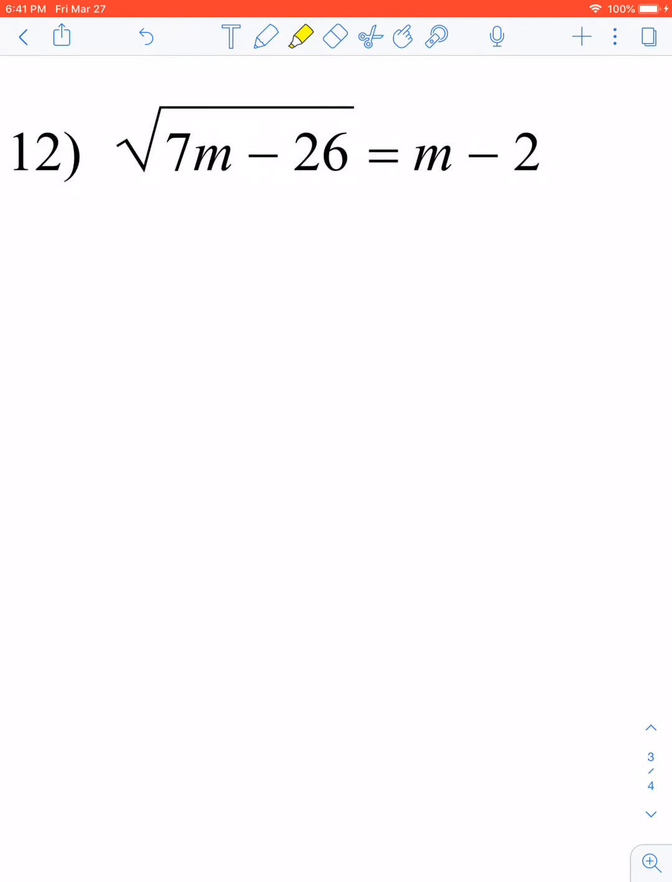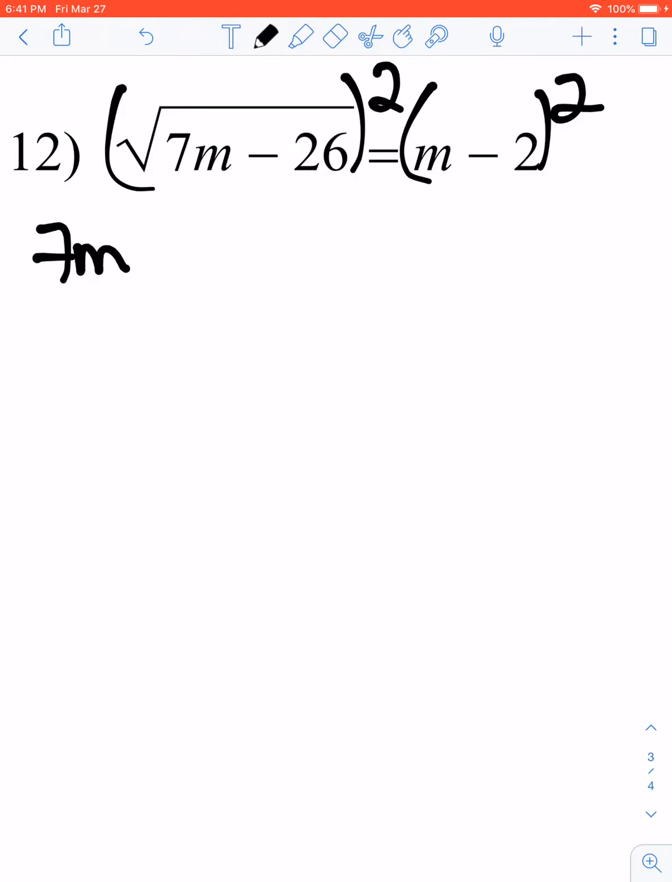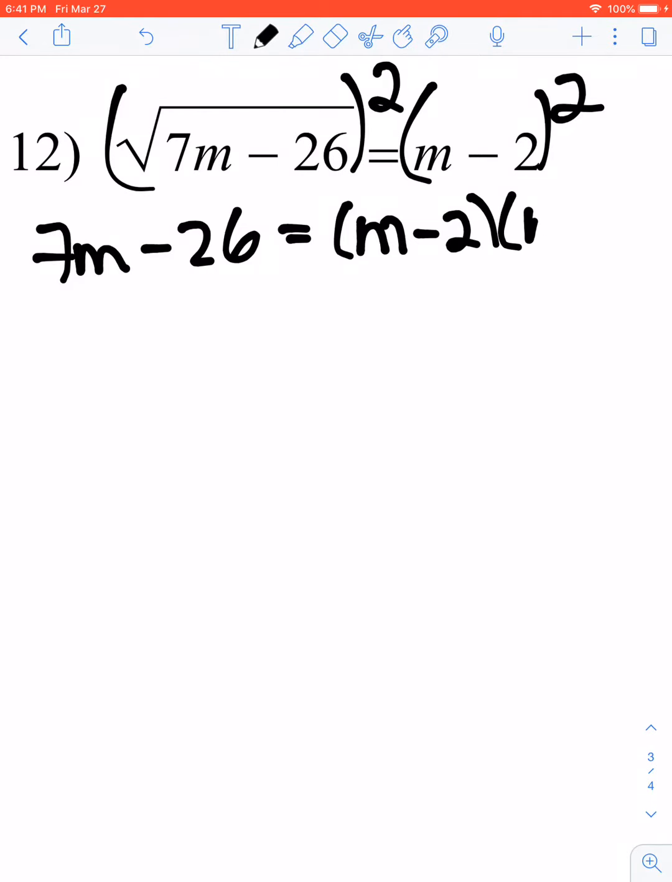Okay, on this problem, I have a square root. So in order to get rid of it, I'm going to square both sides. On the left, that's the easy part. We end up with 7m minus 26. On the right side, however, you have to write that twice, and we're going to have to FOIL it out.